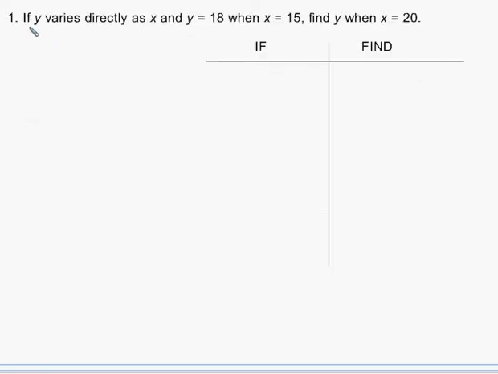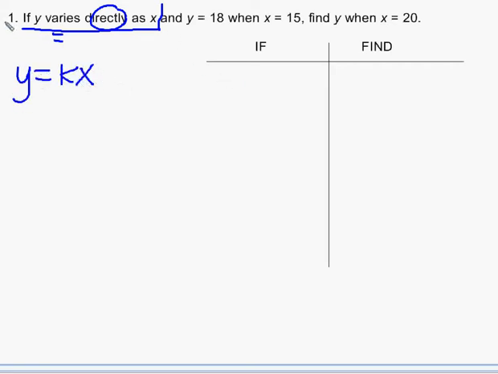First one, it says if y varies directly as x. I want to stop right here because this is our equation. Keyword, directly. Another thing is the word varies. I want you to think of it as an equal sign. So we have y varies directly as x. So y is going to vary directly as x.